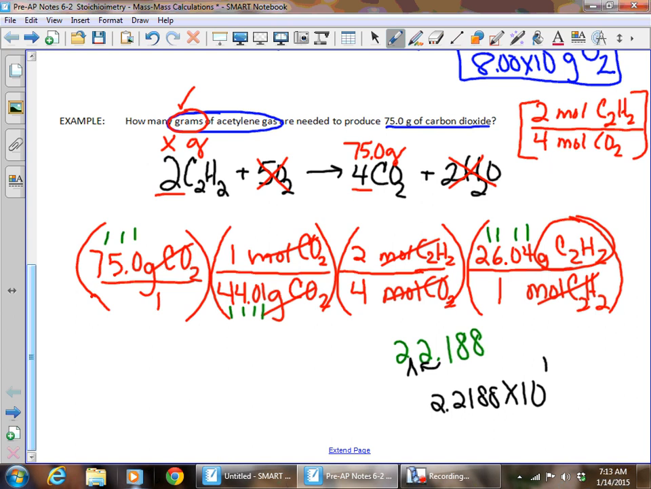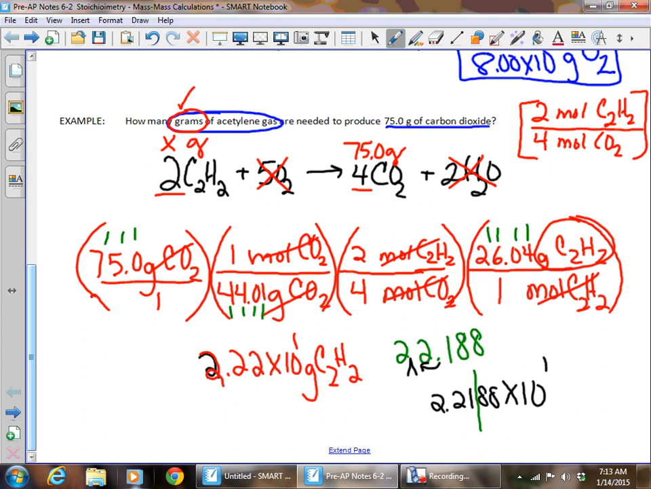Now draw your sig fig line. I said I needed 3 sig figs, so I'm going to draw the sig fig line here. So rounding that to the correct number of sig figs, I end up with 2.22 times 10 to the first grams of C2H2.